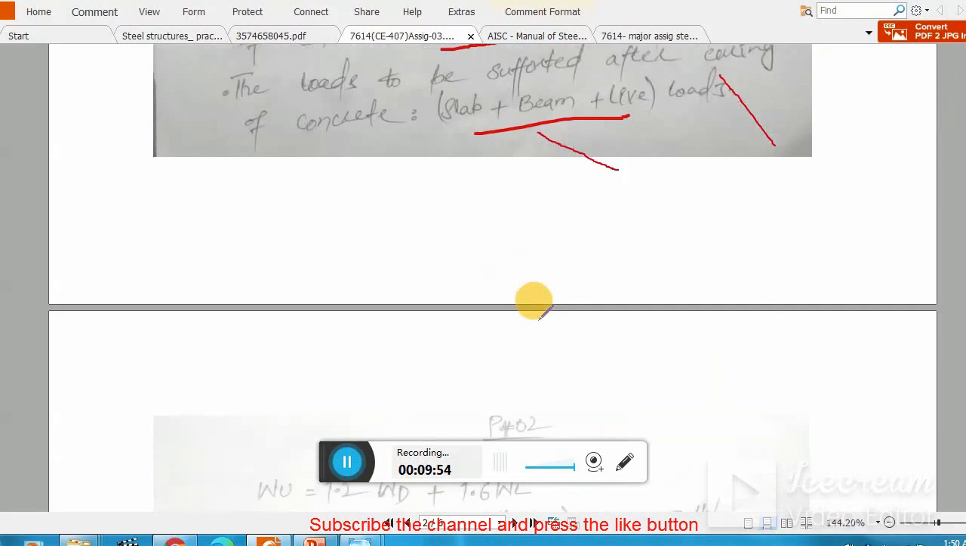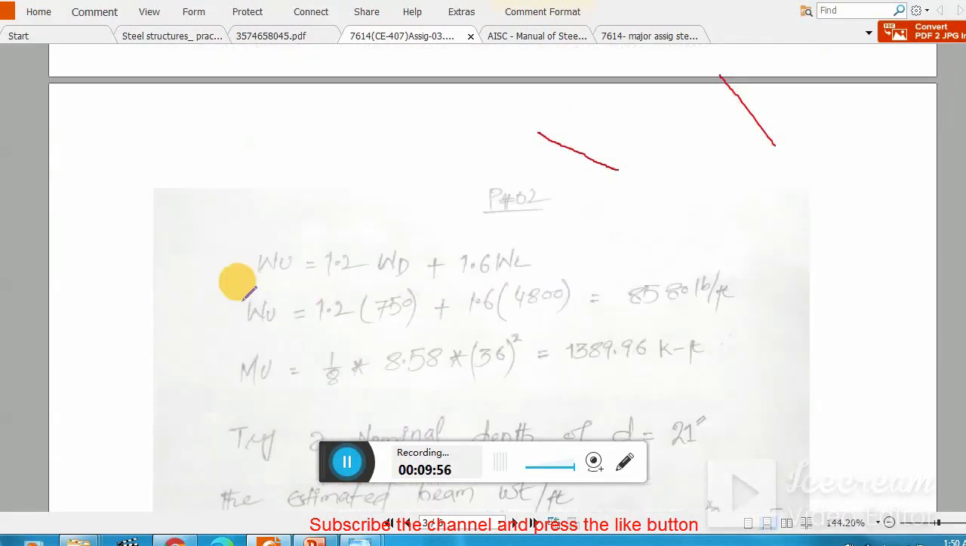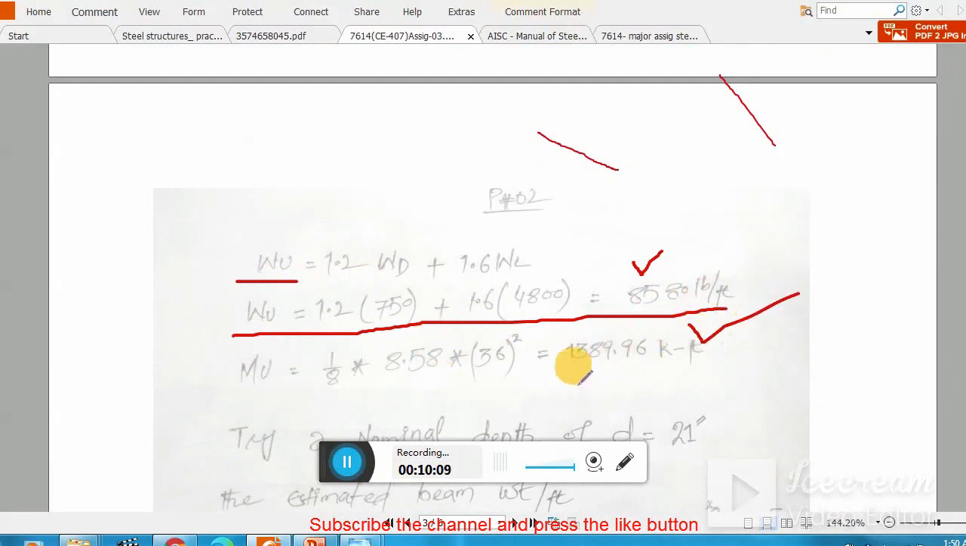So next we have to find out our factor loading. So this is our factor loading. Okay, total factor loading 8,580 pounds per foot, and this is the total moment. Remember, this is the total moment. The composite section should be able to support this moment because we are adding live load.